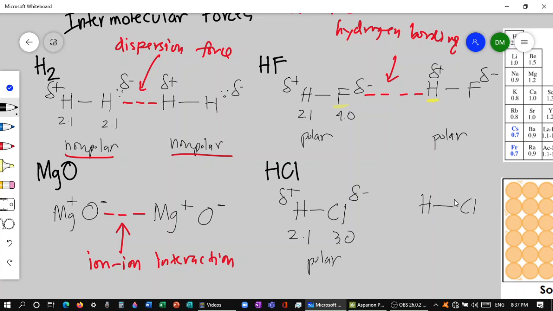Another HCl molecule here, partially positive, partially negative. Also a polar molecule. Here we have partially negative, positive, partially negative. They'll be attracted to each other. What type of interaction is this? So this one is the same as this, it's a polar and polar. But in this case, the hydrogen is not attached to fluorine, oxygen, or nitrogen. So this one is just a dipole force.